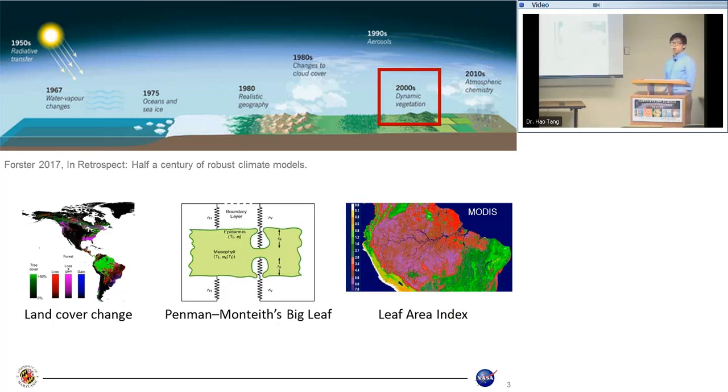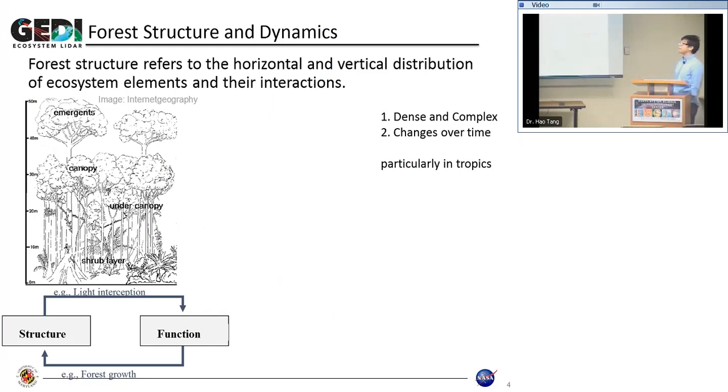So that raises the question: is this really a good way to capture vegetation dynamics or structure? Probably not. Why? First of all, let's go to the definition of forest structure. LAI is a really good description of forest structure, but not good enough, because forest structure refers to both the horizontal and the vertical distribution of the ecosystem elements and their interactions.